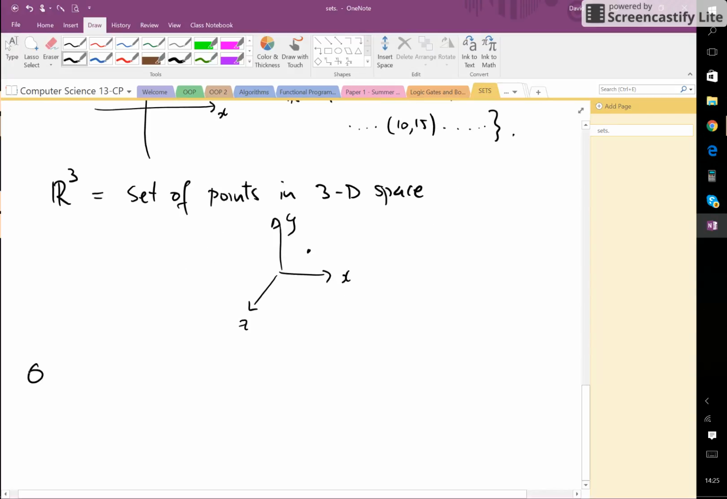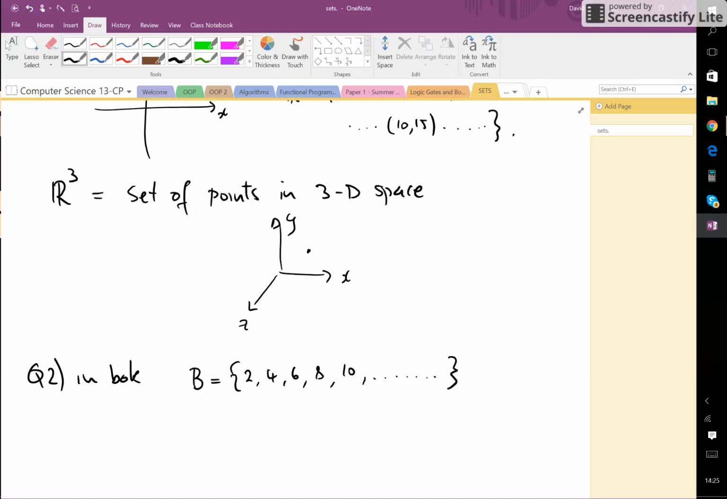Question 2 in the book says, define a set B of all positive integers divisible by 2. So we say something like, all positive integers divisible by 2, and we would do that. Again, the dot, dot, dot idea is to show that that pattern continues.